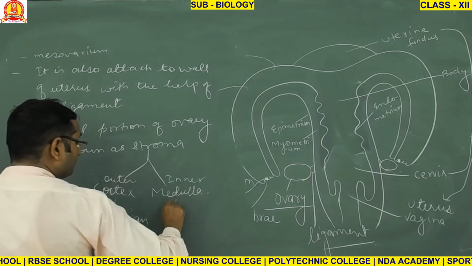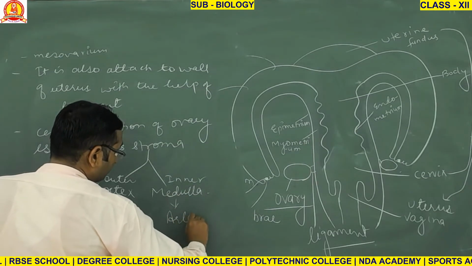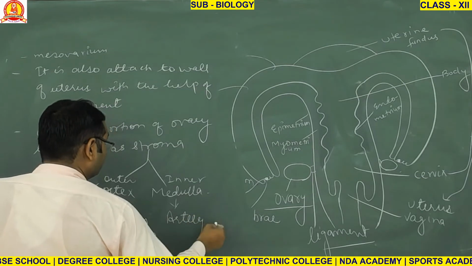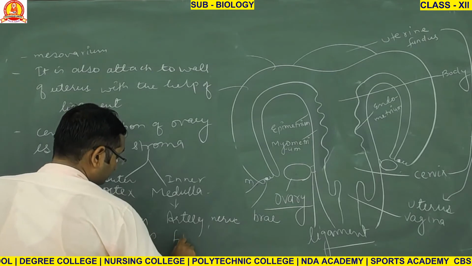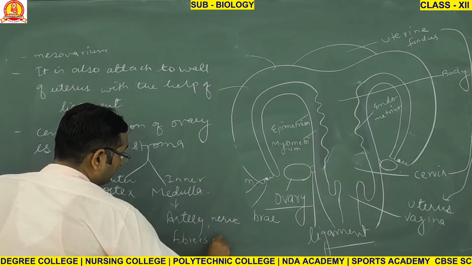In the outer part are present ovarian follicles, and in the inner medulla are present artery and nerve fibers and elastic fibers.